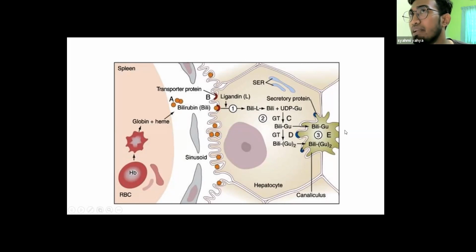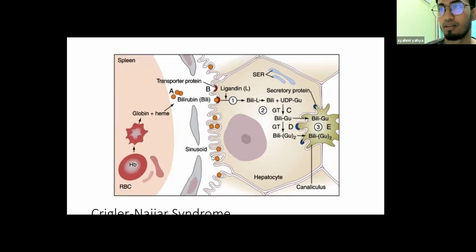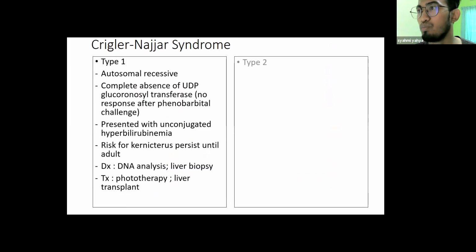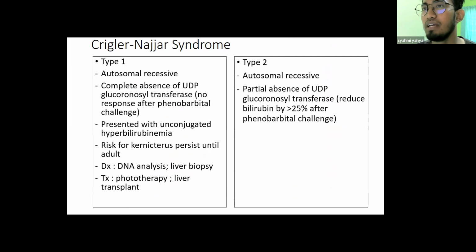So if there is a problem over here in the conjugation, it's called Crigler-Najjar syndrome or also Gilbert syndrome. If the problem is here, in the transportation into the biliary tree, it is known as Dubin-Johnson syndrome. So for Crigler-Najjar syndrome, there are two types, type 1 and type 2. Both are autosomal recessive. Type 1 is complete absence.